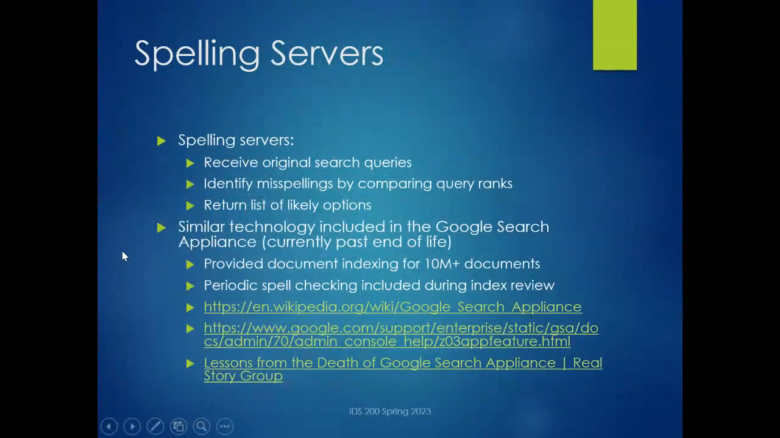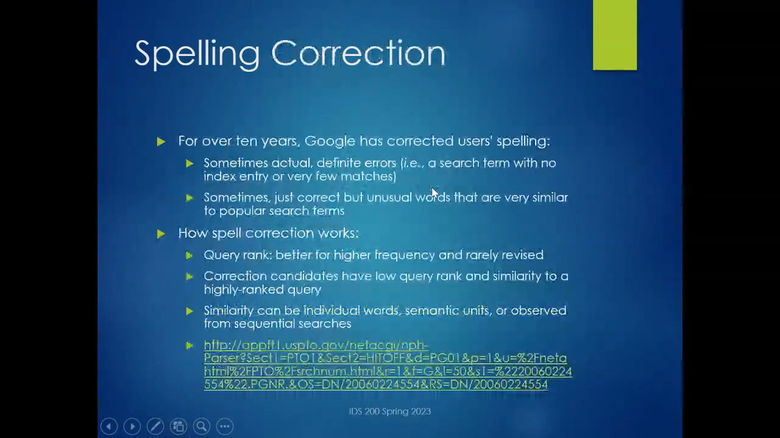Now, for what it's worth, the Google Search Appliance, you might find a few out there in the real world. I'm not saying nobody uses them, but Google doesn't really support them anymore. They wound down about 5 years ago. And Google, of course, just wants people to go to the cloud. So, there's that. But for over 10 years, Google has corrected user spelling.